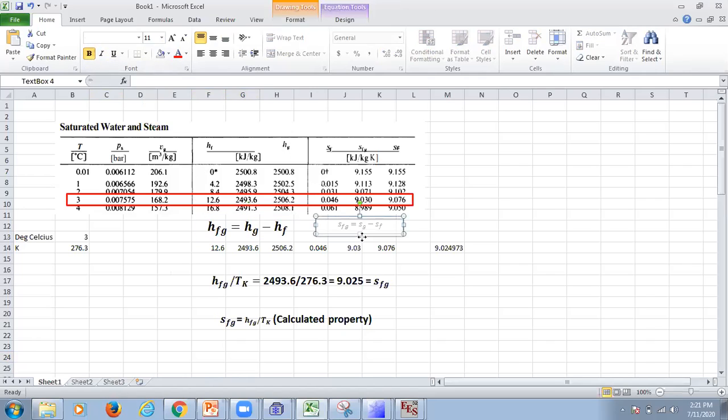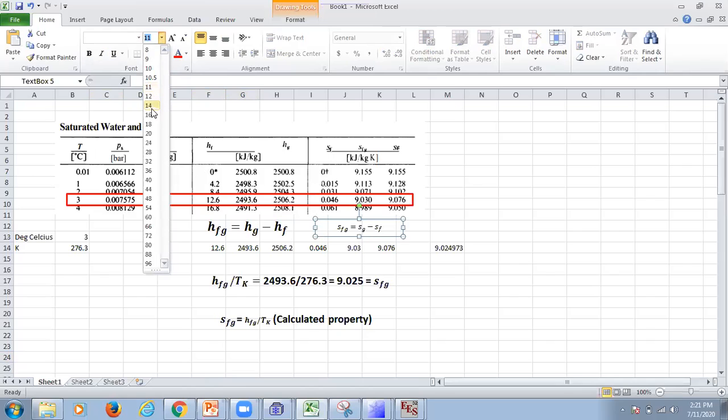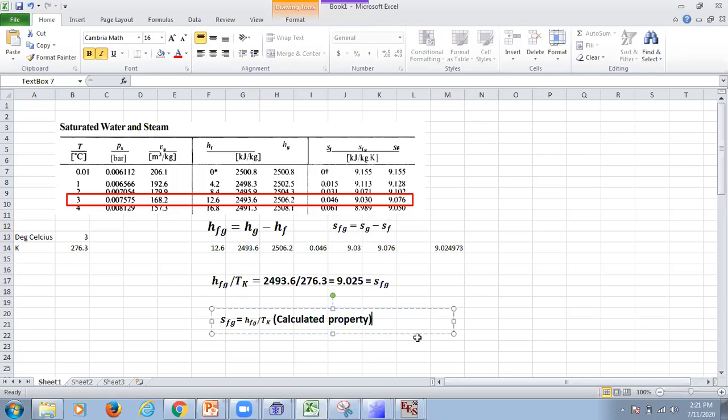And this is how you see SFG, SG and SF connection. And this is the Kelvin temperature, degree Celsius plus 273. Basically you see this. So this is the G value, Vg, the specific volume per kg of water vapor at this temperature, at this pressure.